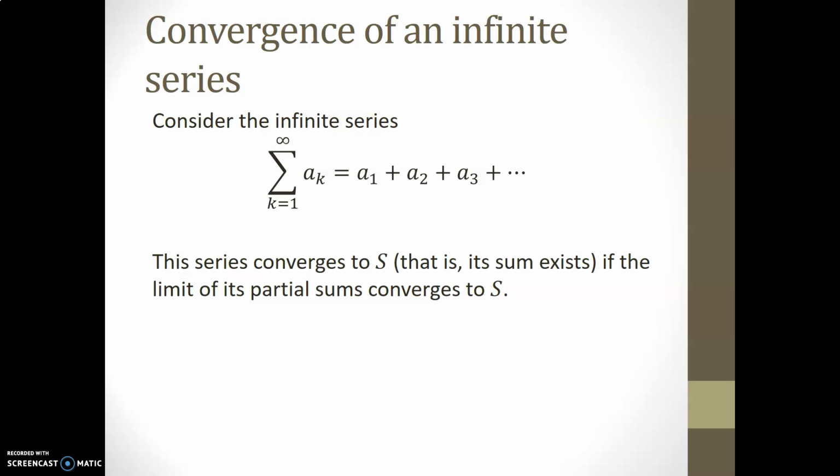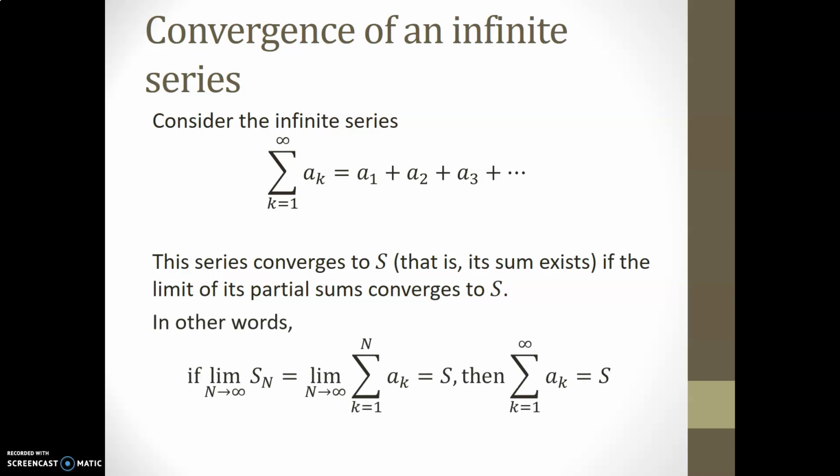So consider the infinite series, k equals 1 to infinity, of a_k. So in short, the sum of terms a_1, a_2, a_3, and so on. This series converges to a fixed value called S, which is its sum, if the limit of its partial sums also converges to S. In other words, if you perform a limit on the nth partial sum and get a number called S, then S is the sum of the infinite series.